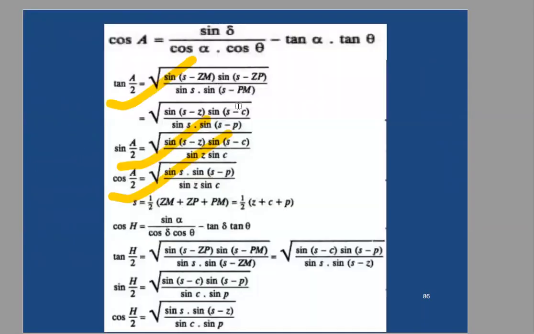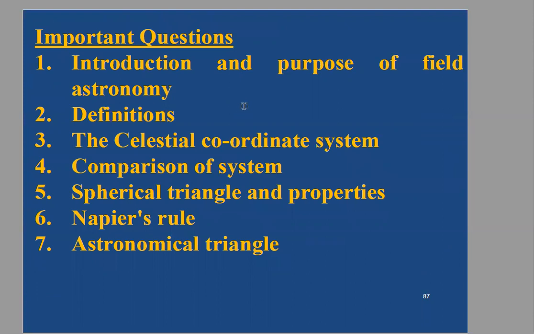So that's all for Napier's rules, and you just try to answer these questions. This is your assignment. You can write in a PDF and send it to me on WhatsApp. First, the introduction and purpose of field astronomy, which we have discussed. Then write the different definitions of the terms we are using. We have discussed 13 or 14 terms, so write all of their definitions.